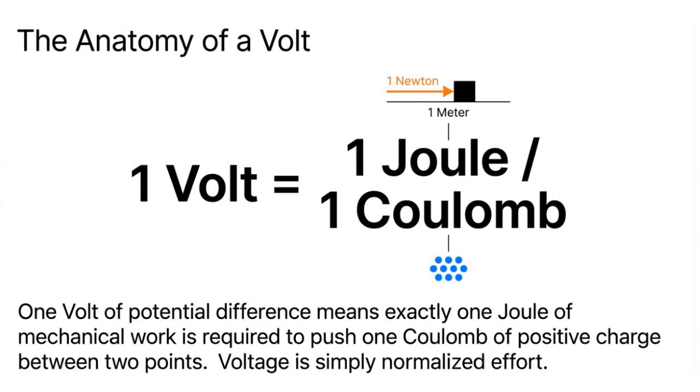To understand what a volt really means, think of it as the amount of work needed to move a charge. Specifically, 1 volt represents the energy of 1 joule required to push 1 coulomb of positive charge across a point. This relationship helps us see voltage as a measure of how much effort is applied to move electrical charge, just like pushing an object with a force over a distance. Essentially, voltage normalizes the idea of effort to a standard way of describing electrical potential difference between 2 points.